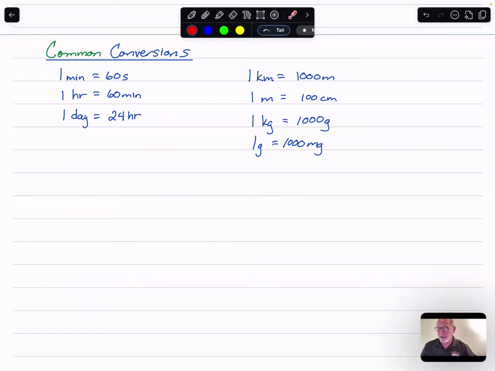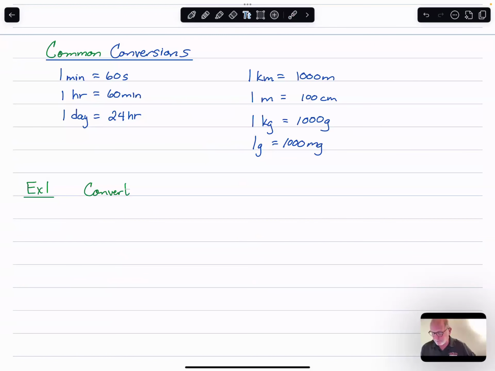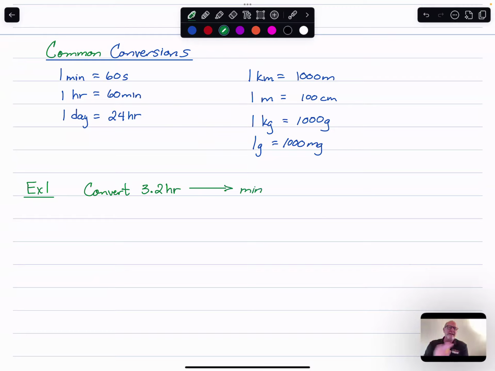Here's what I mean. In our first problem, we're being asked to convert, here's example one, 3.2 hours. Excuse me, 3.2 hours, convert that to minutes. And I know you guys can get the answer. I know getting the answer isn't the problem. We want to see the setup. Please perform the setup correctly.